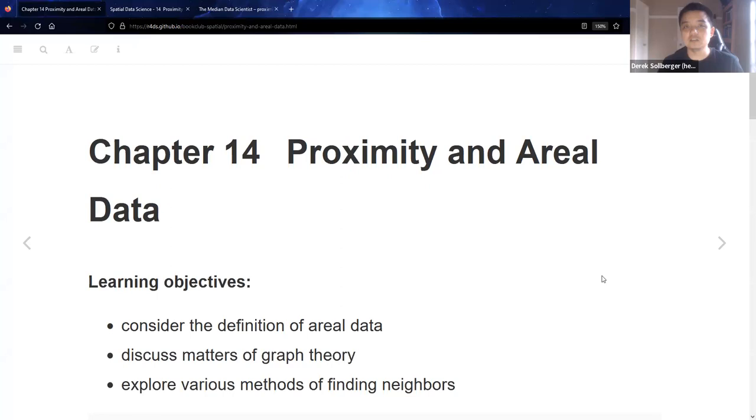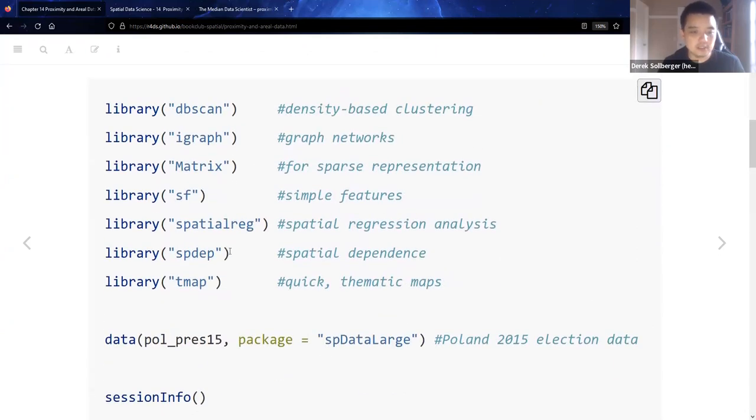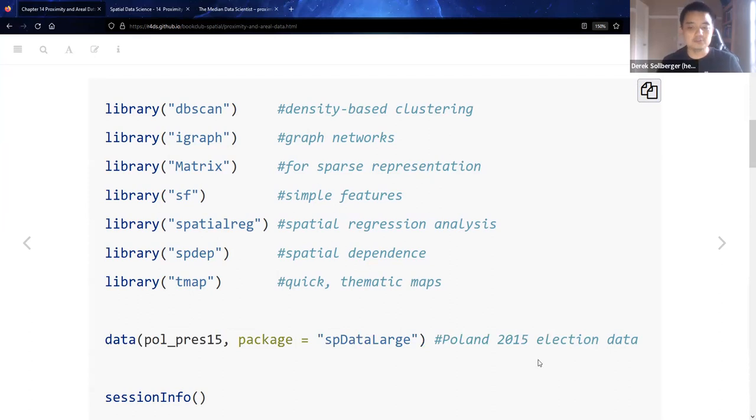We are entering chapter 14, Proximity and Areal Data, where we're going to consider the definition of areal data, discuss matters of graph theory, and explore various methods of finding neighbors. Here are some of the packages that we will be using today, and we'll be mostly focused on this spdep package, spatial dependence. And our examples will be this data set about the Poland 2015 presidential election.